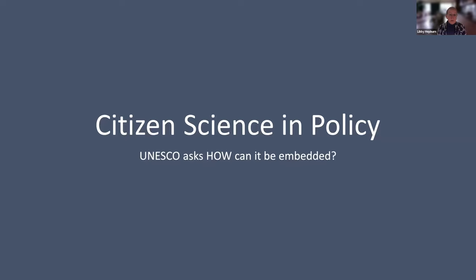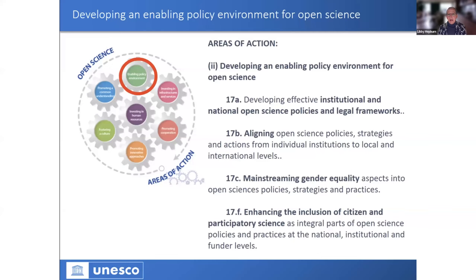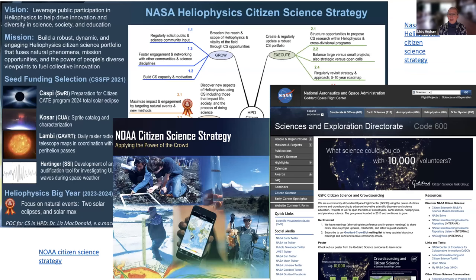And so we come to look at citizen science in policy. This is one of the key UNESCO recommendation areas of action: developing an enabling policy environment for citizen science and enhancing the inclusion of citizen and participatory science as integral parts of open science policies and practices at national, institutional, and funder levels. So that's what they're looking for. And yet I was just looking to try and find you really good examples of where we can see policy for citizen science actually embedded.